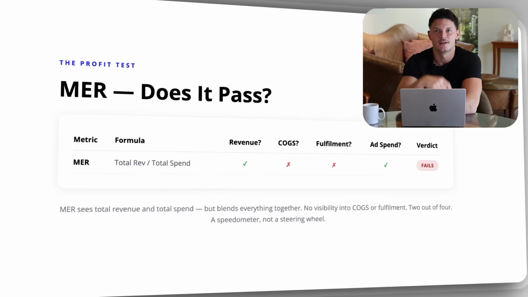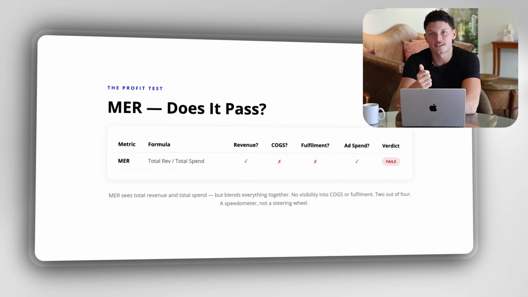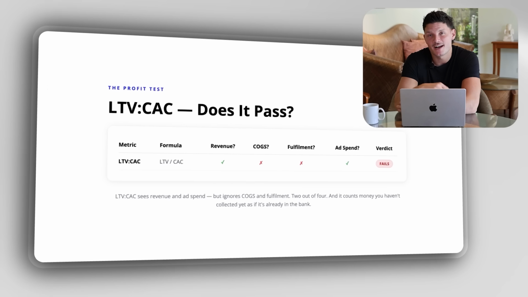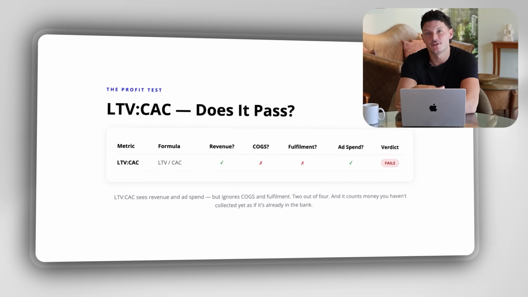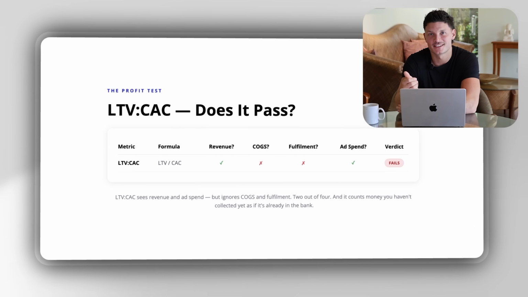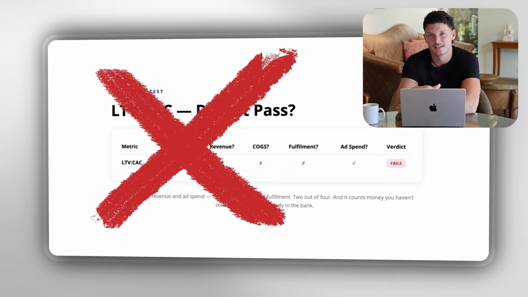It fails. Marketing efficiency ratio, total revenue divided by ad spend. Still no fulfillment costs, still no cost of goods sold. Again, cannot tell you profitability. Lifetime value to customer acquisition cost ratio, or LTV to CAC ratio. Lifetime revenue divided by customer acquisition cost. Still no cost of goods sold, still no fulfillment costs, usually based on future behavior and doesn't take into account cash collected. So, fails.